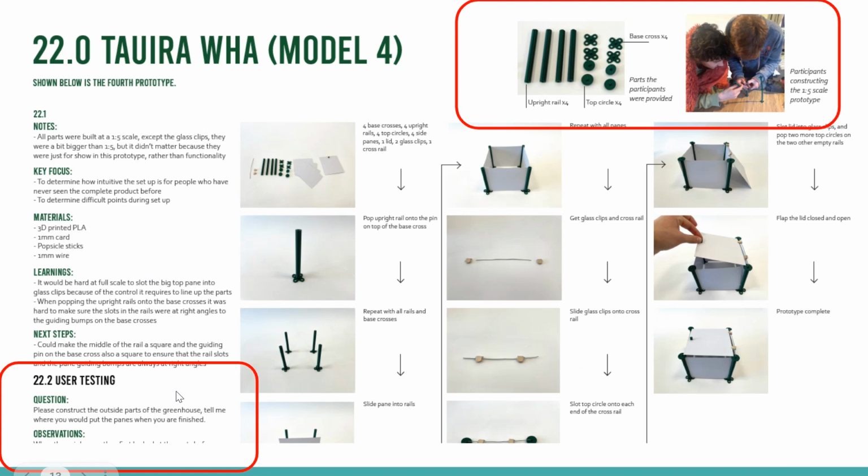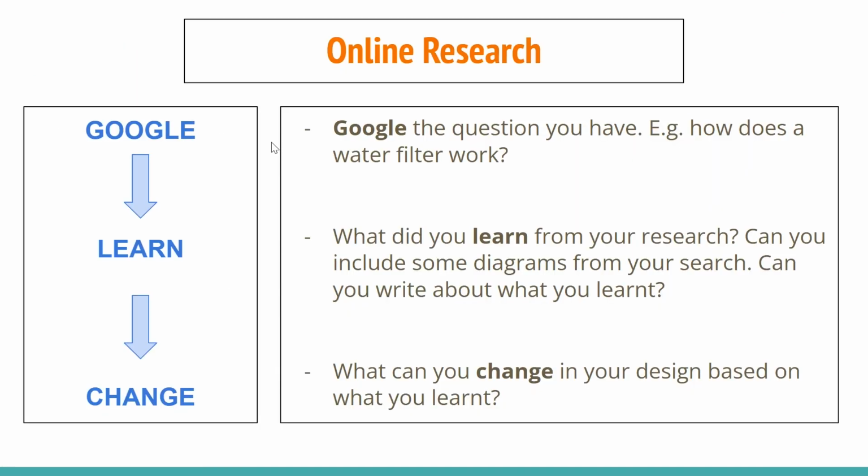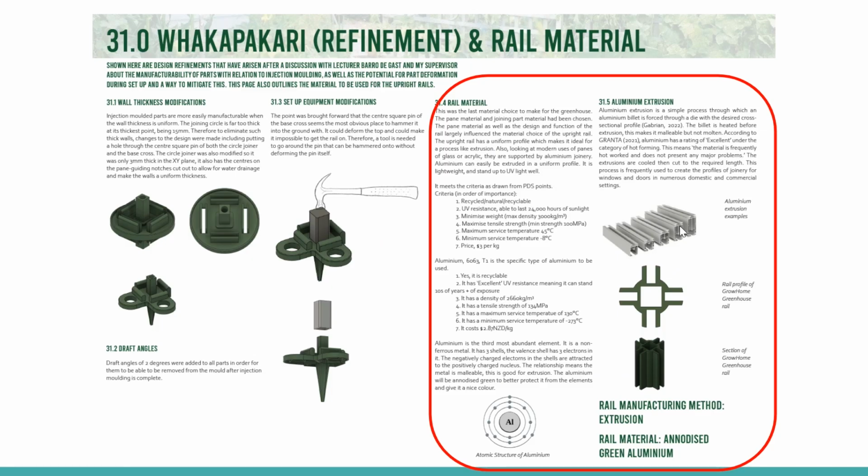Online research. This is a very easy one. Just Google something. If you've got a question, like how does a water filter work? That's more for drink bottles, but you might be like, how does a halogen bulb work versus an LED bulb, and what are the pros and cons? Google that. Write a little paragraph about what you learned. Include some screenshots of the bulbs or the information and where you got it from. Based on that, can you change something in your design? Or if you're not changing it, just talk about what you're detailing more. So I did some research on aluminium extrusion, and I talked about what would be good, what would be bad, how it meets my brief, and that sort of thing.